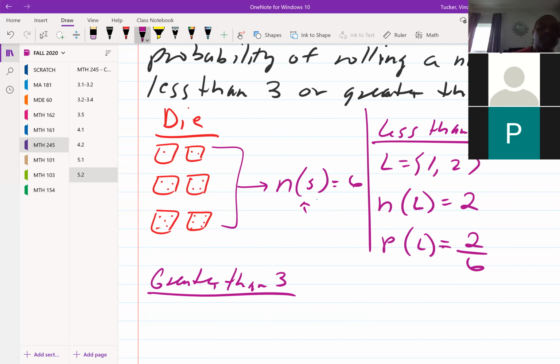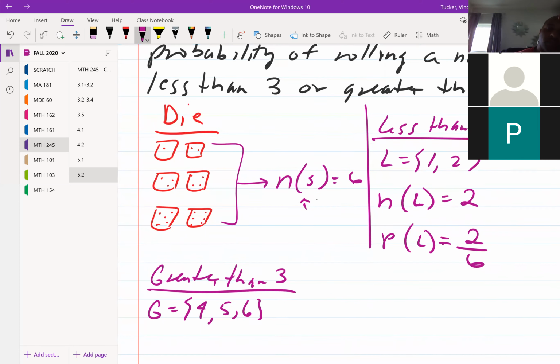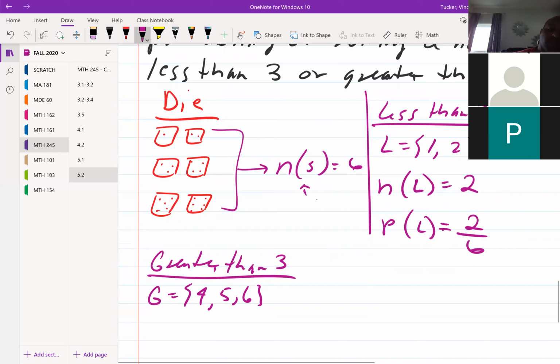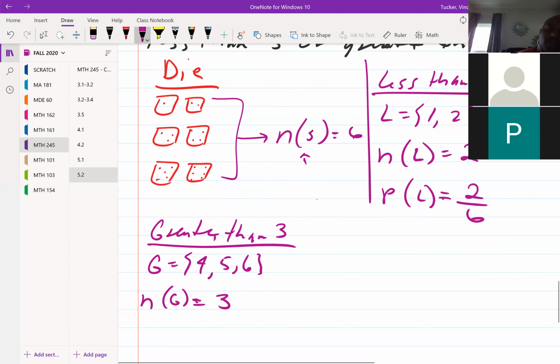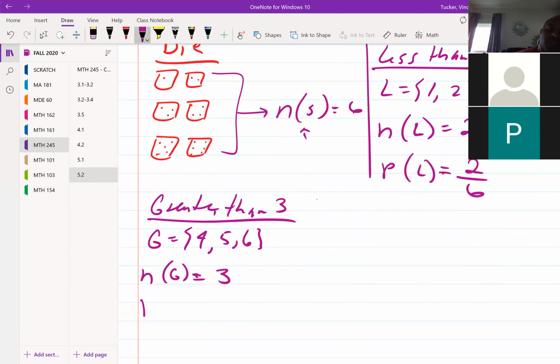So greater than 3, I can call that G. Talking about 4, 5, 6. So the number of elements in this event would be 3. And the probability of getting this would be 3/6.